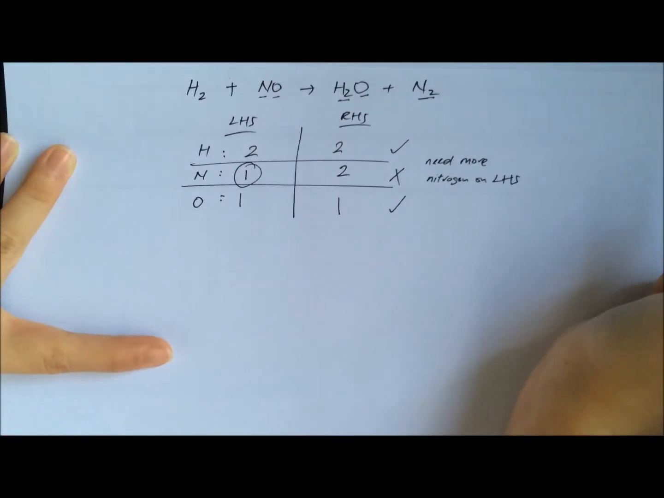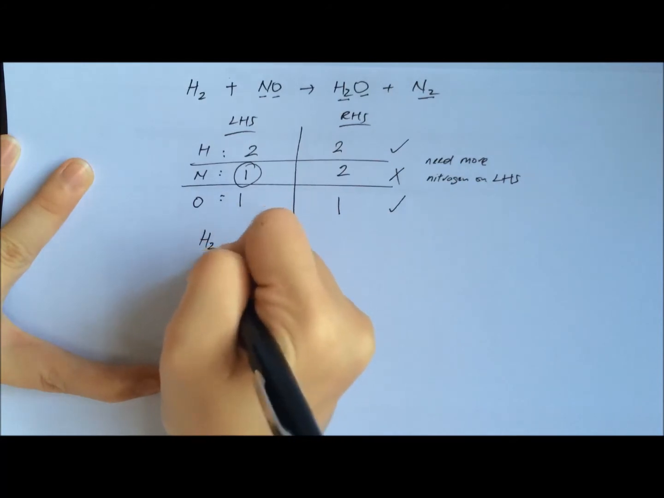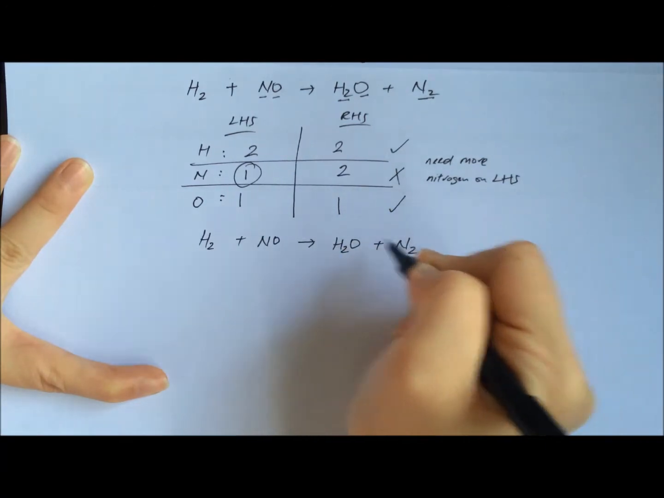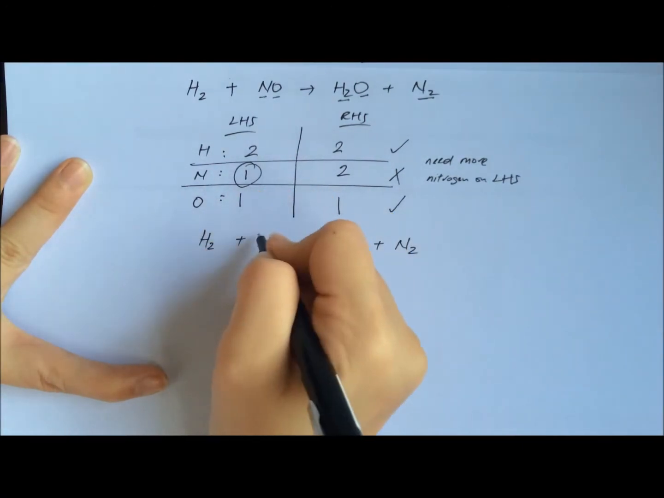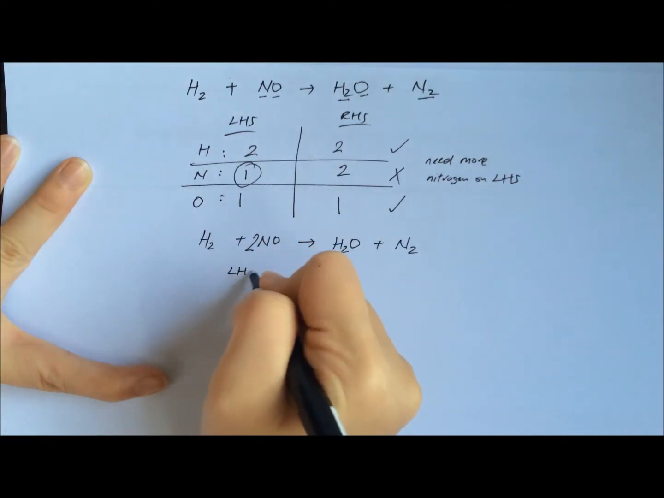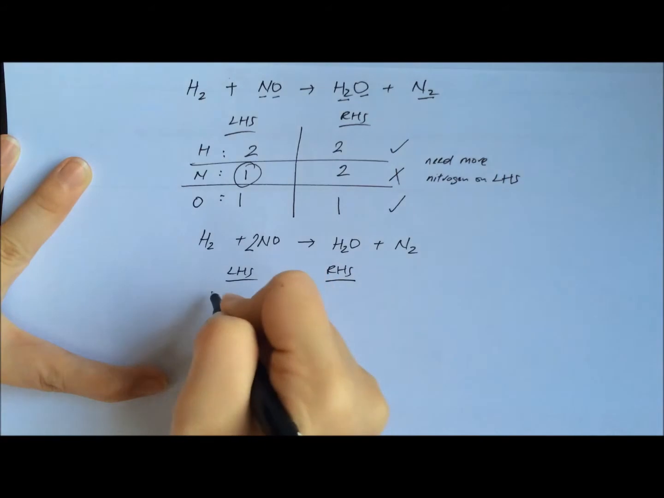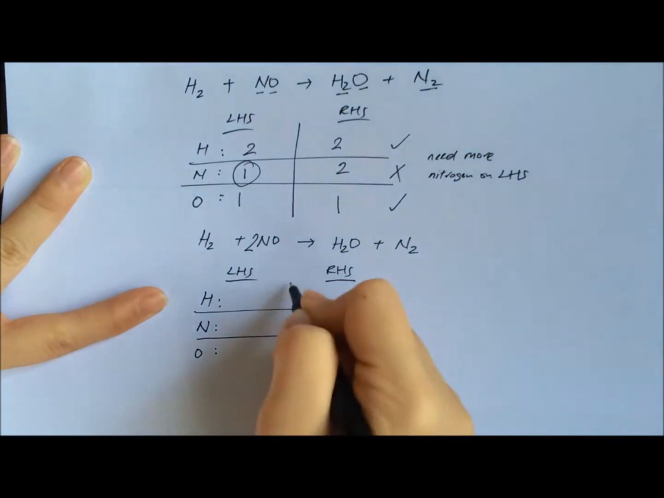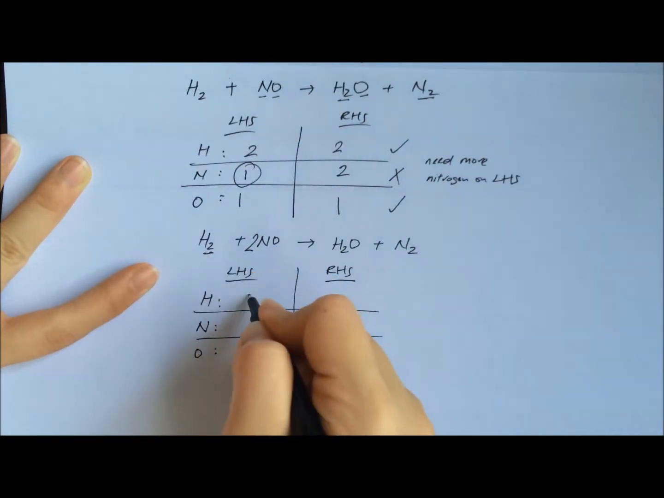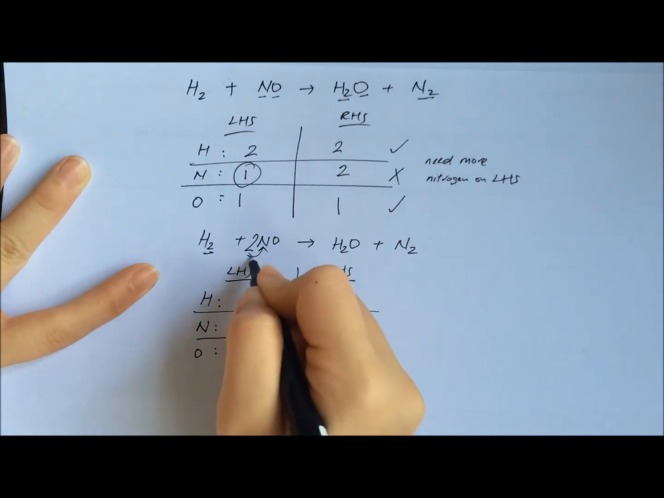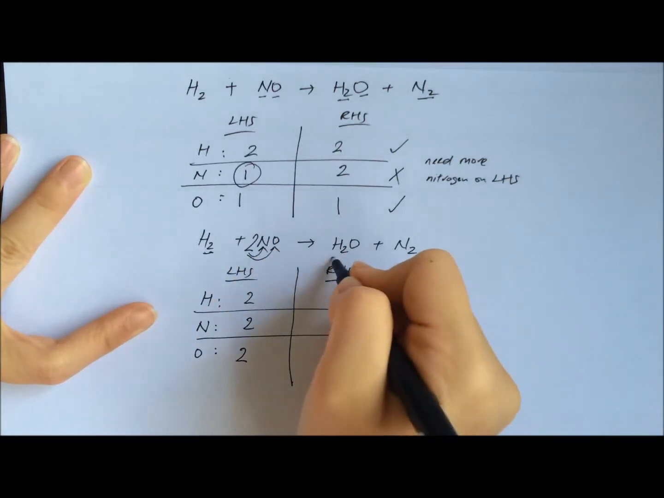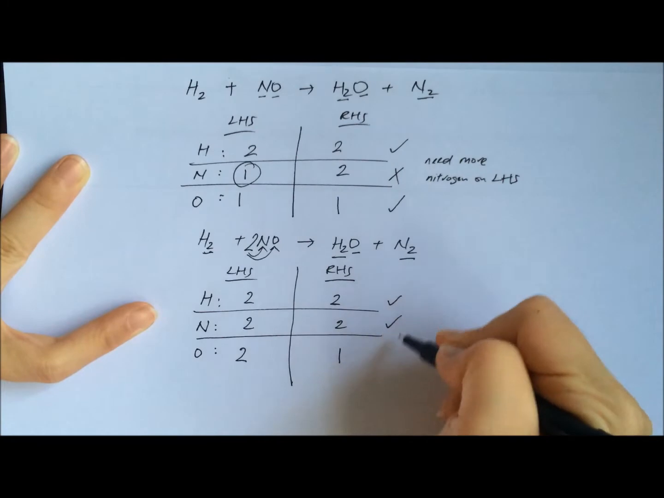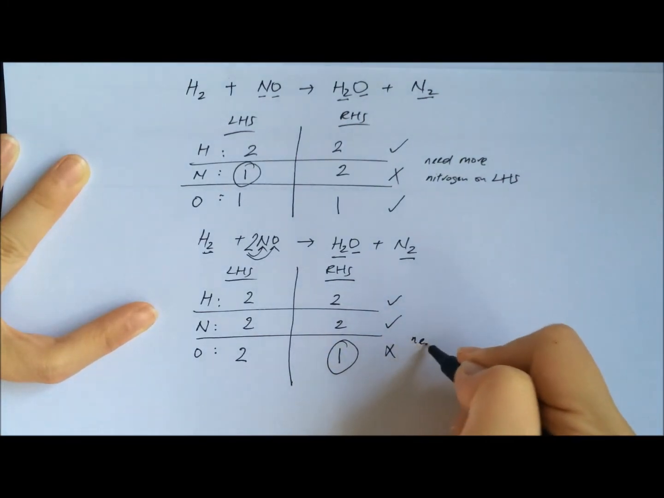So you write the equation again. Then you add a 2. Where do you add a 2? You add it on the left hand side in front of what has nitrogen. So you start your left hand side and right hand side again. And let's count. 2 hydrogen, 2 nitrogen, 2 oxygen; 2 hydrogen, 2 nitrogen, 1 oxygen. Balanced, balanced, not balanced. Need more oxygen on the right hand side.